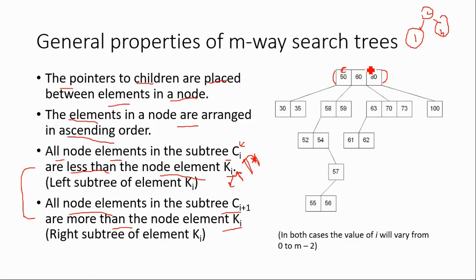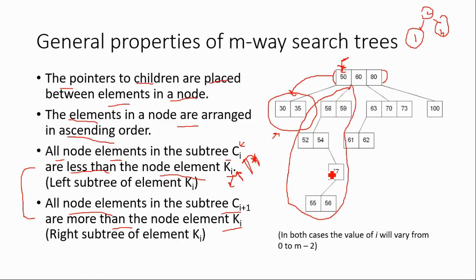For example, see in this M-way search tree, this node element 50, and before that there is a subtree A, which is this part. This contains 30 and 35. So both of these are lesser than 50. Now to the right we have another link which refers to this particular whole subtree.